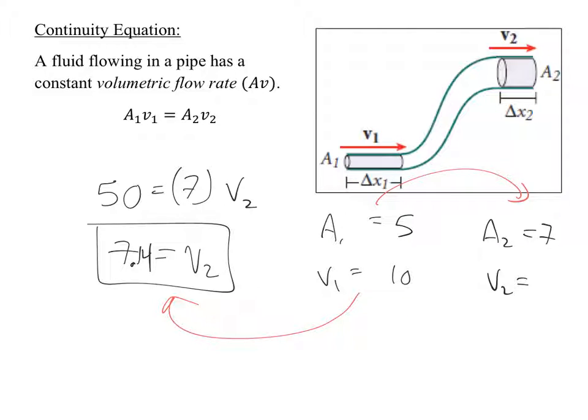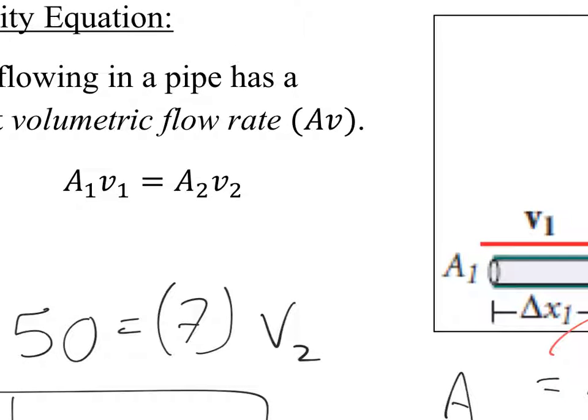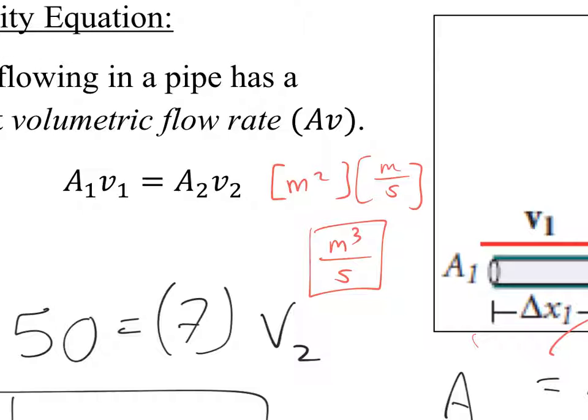Here, if we take a look at this, what are the units of area? I'm going to go back up to the top for a moment. What are the units of area here? Meters squared. What are the units of velocity? Come on, guys, you know these. Meters per second. Now, if I take a look at this, I end up with meters cubed per second. That's what that'll become if I multiply those two together.